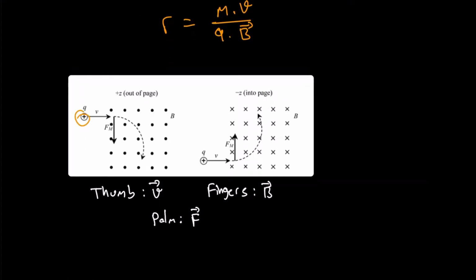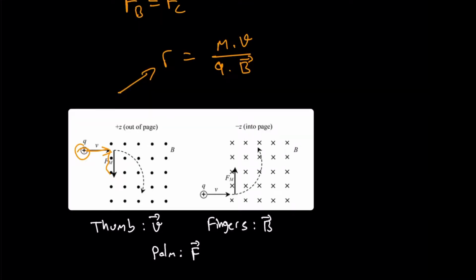So let's take a look at this example. A charge is entering a magnetic field with a speed of v, and we use the right hand rule to find the direction of the circular motion. So your thumb has to point in the direction of the velocity, your fingers have to point in the direction of the magnetic field, and then your palm is going to give you the direction of the force.